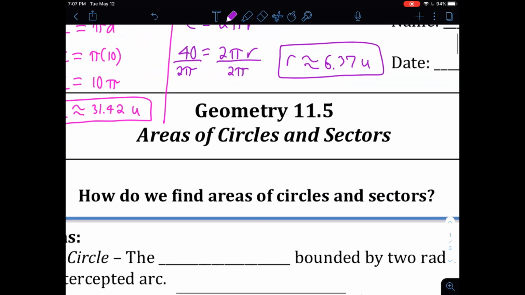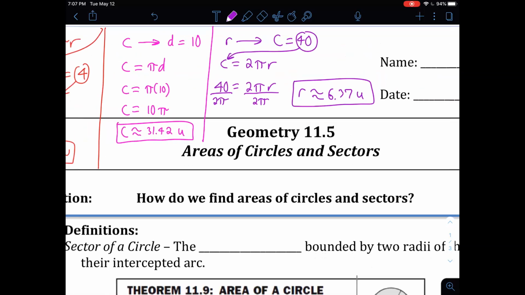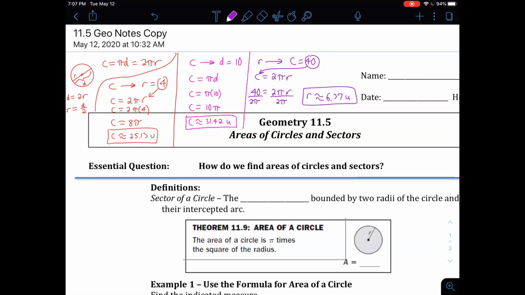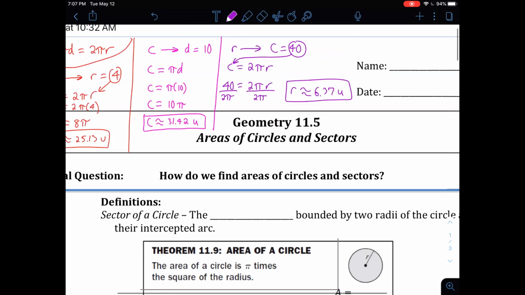What's the name of the lesson? The name of the lesson, ready? 1, 2, 3. Areas of circles and sectors. Essential question, ready? 1, 2, 3. How do we find areas of circles and sectors? All right.